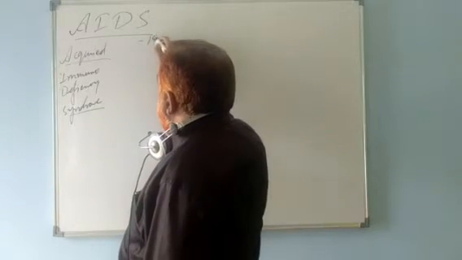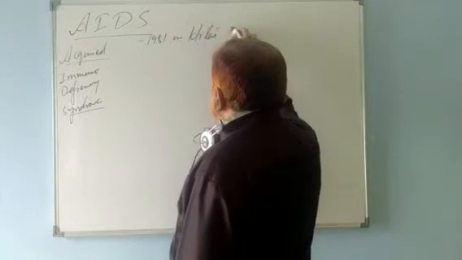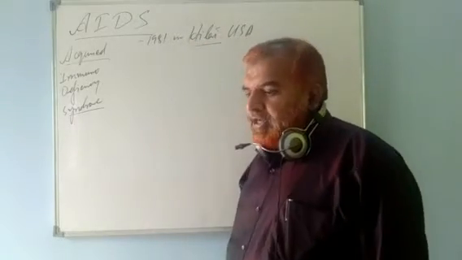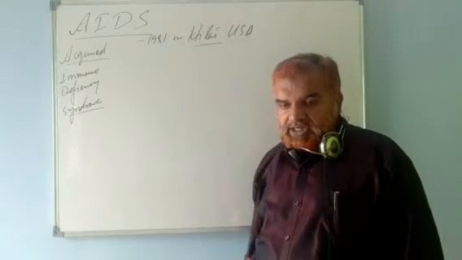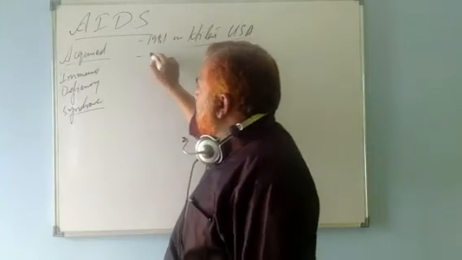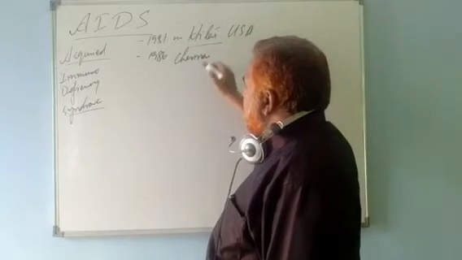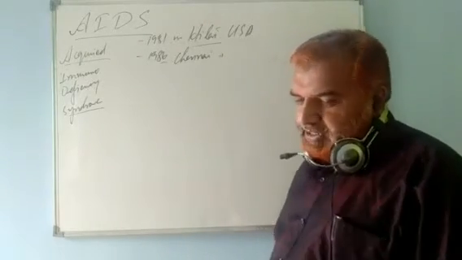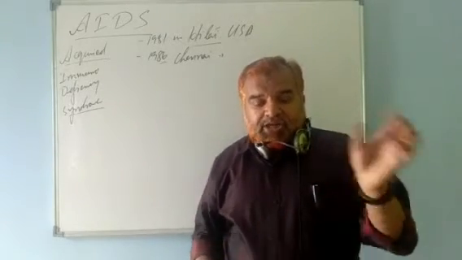It was found out in 1981 in the USA. This was first detected in homosexual males, and you all know that it is a sexually transmitted disease. We talk about that also. In our country, in India, in Chennai, in 1986, the first AIDS patient was found, in female prostitutes. So this is the historical background.